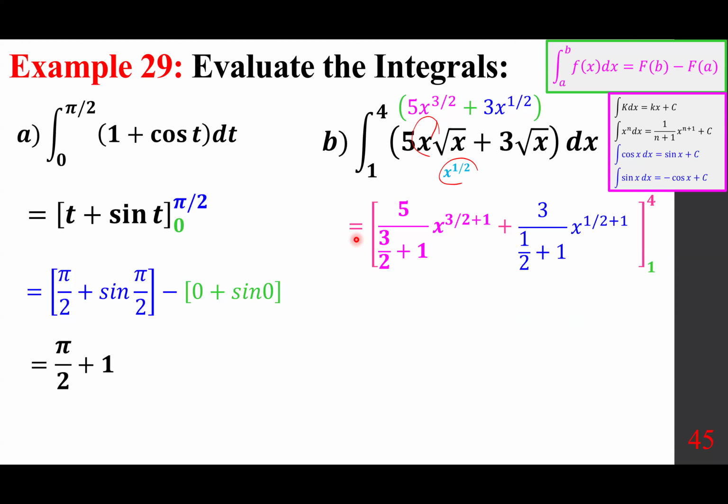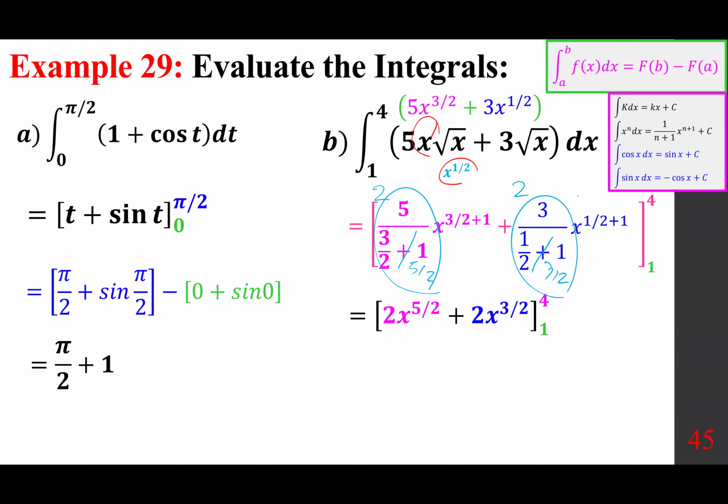Now, this is it. You're done with calculus. Everything is algebra. This was algebra also. So here's what we do. This is 5/2. Therefore, this is 2. 3/2. This is 2. You plug in number 4, and then you plug in number 1.